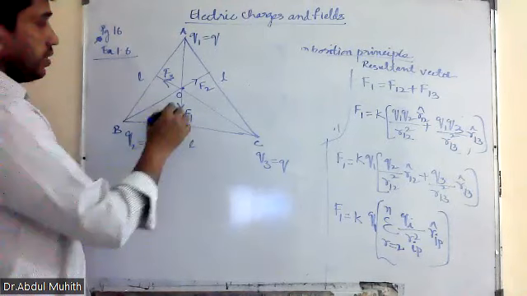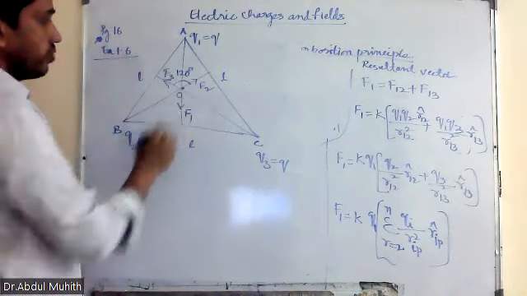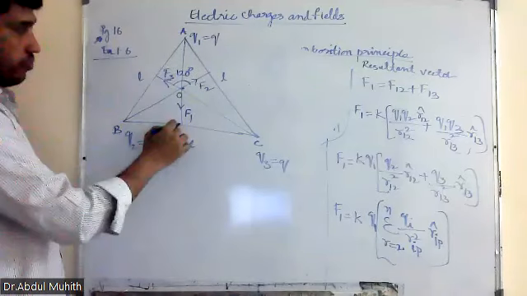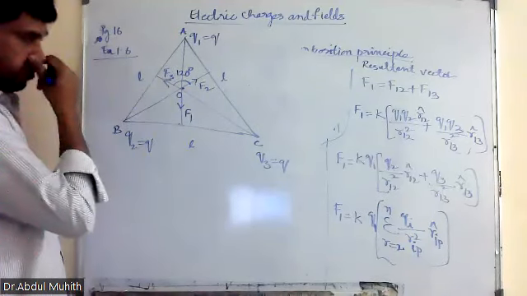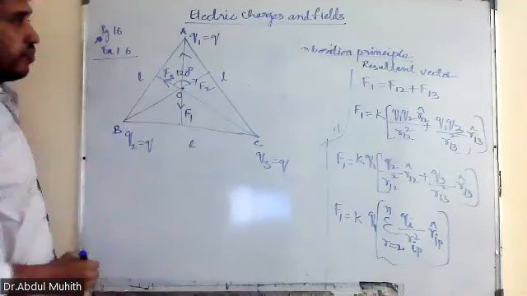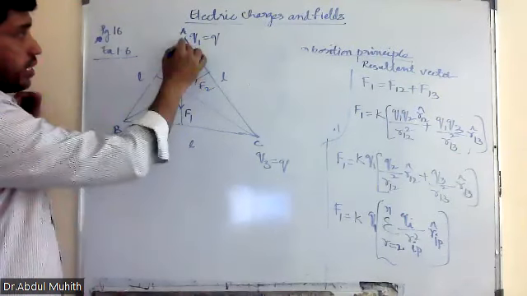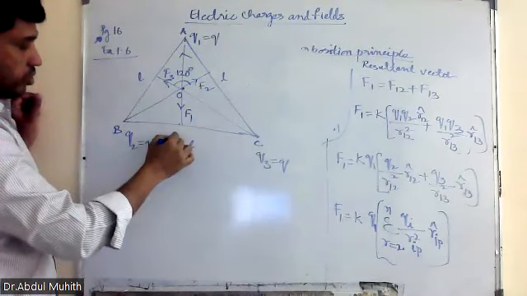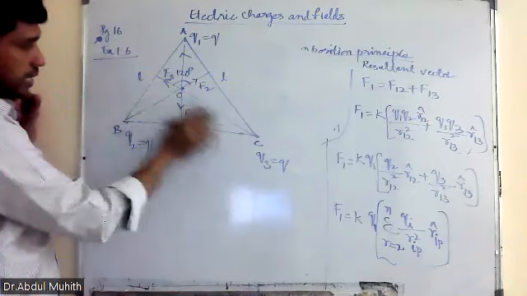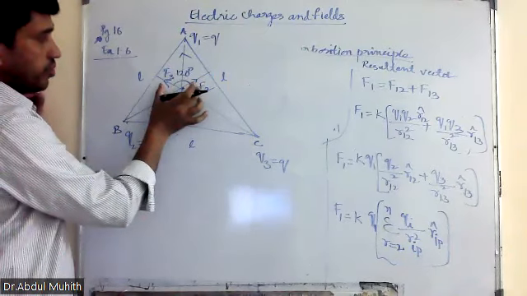L is the length. How much will be the angle here? Suppose this will be 120 degrees. Three forces now. F1 is downwards, this is F2, this is F3. First I want to find out the resultant vector of F2 and F3. F2 is acting this way, and F3 is acting this way. Now we have to find out the resultant of F2 and F3.